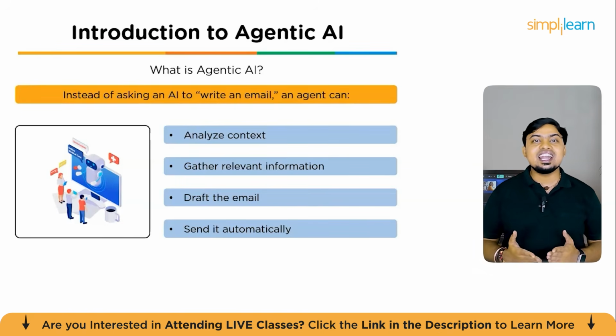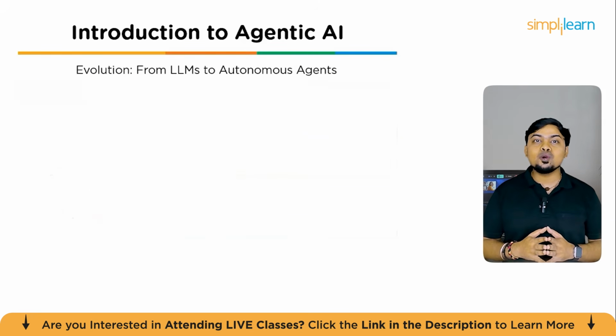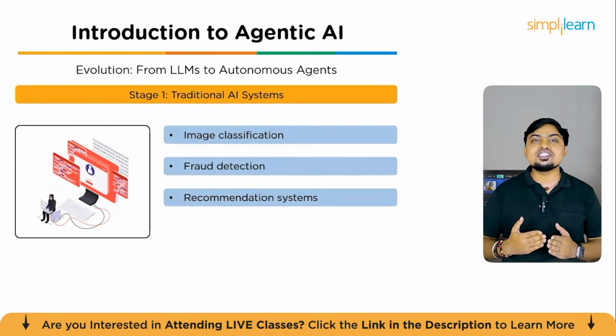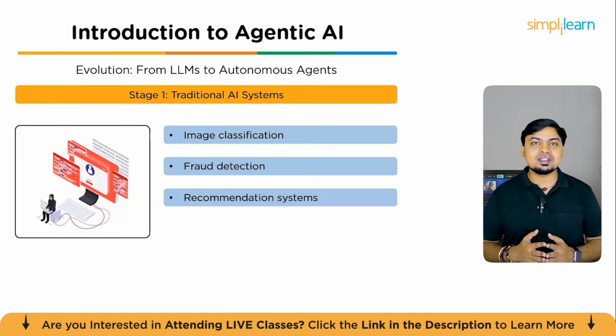Now, let us understand how we reached this stage. The evolution towards Agentic AI happened in three major phases. So the phase 1. Phase 1 was traditional AI systems. These systems were mostly rule-based or trained for very specific tasks like image classification, fraud detection, or recommendation engines. They were powerful but limited because they required predefined logic and could not adapt easily.